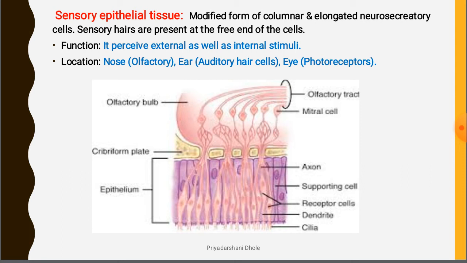So you can see in this diagram, this is the olfactory bulb, and these are some parts of the sensory epithelial tissue. And at one end, cilia are present. There is an axon and dendrites also.